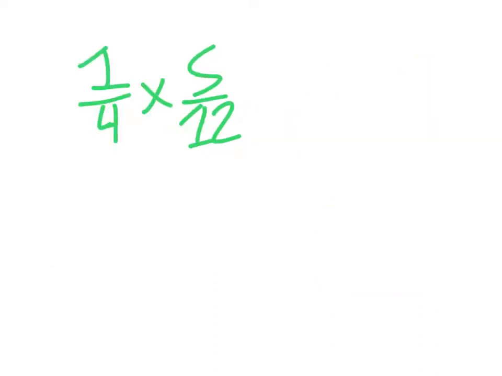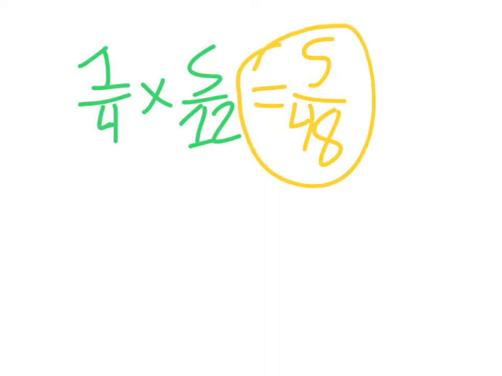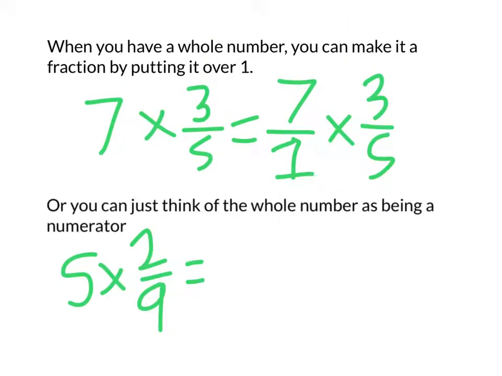Now let's do an example of 1/4 times 5/12. 5 times 1 is 5. 4 times 12 is 48. That can't be simplified, so our final answer is 5 over 48. Now let's do one with a whole number.